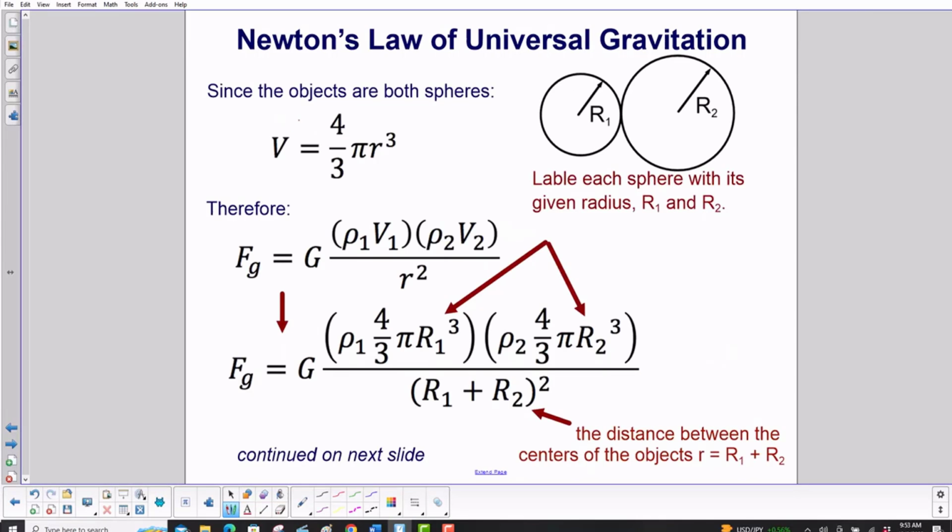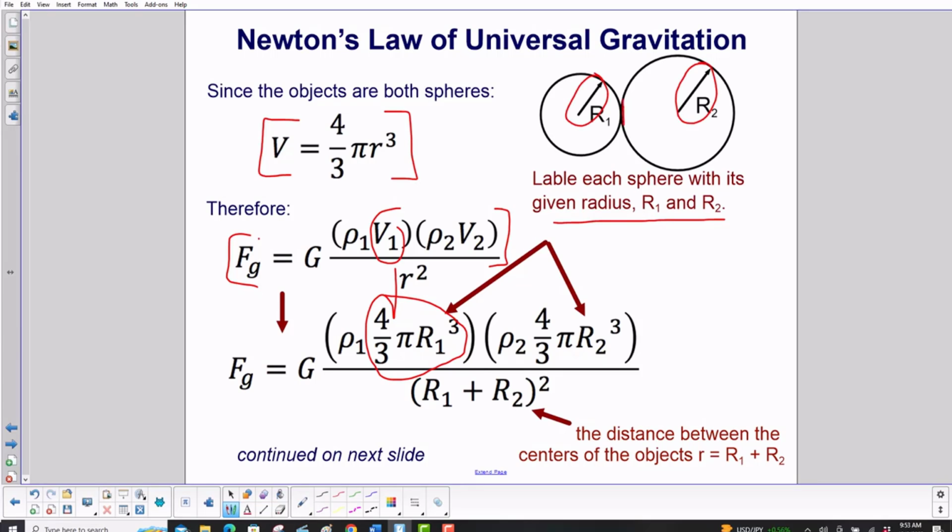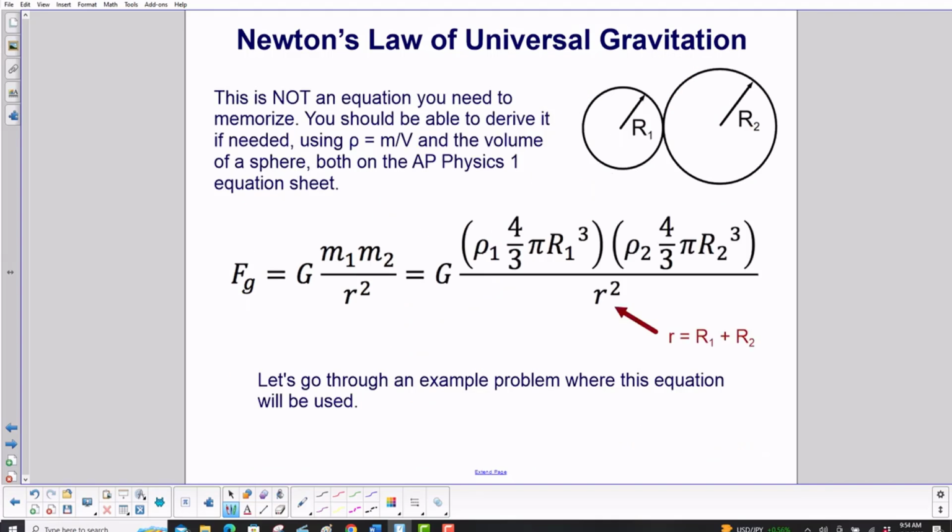Since the objects are both spheres, we use this volume formula, and we'll label each sphere with its given radius r1 and r2. So this equation here, which we have from the previous slide, we replace volume, in each case, with this factor here. In the denominator, the distance between the centers of the objects is r1 plus r2. Right? The distance between the surfaces of the objects is 0, but that's not what we put in the equation. We have to go to the center of mass of both objects.